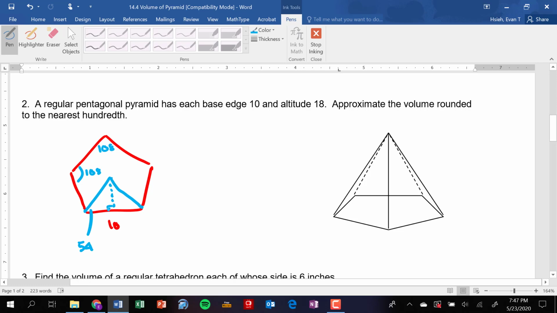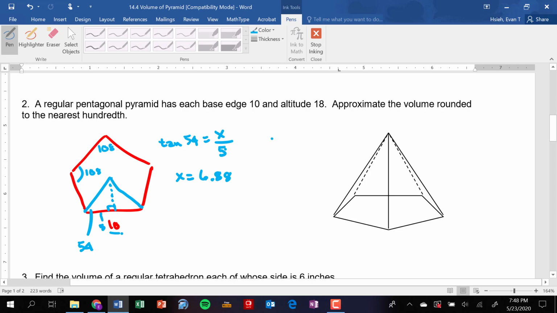If I draw in an altitude like this, I can find that altitude using a little bit of trigonometry, because I know that this side length is going to be 5. It splits the 10 in half. And so I can do the tangent of 54 degrees is equal to the opposite side, which we'll call x, over the adjacent side, which is 5. X will end up being 6.88.